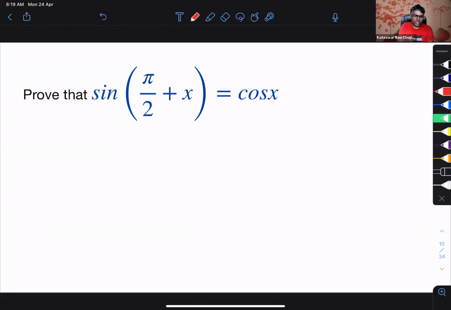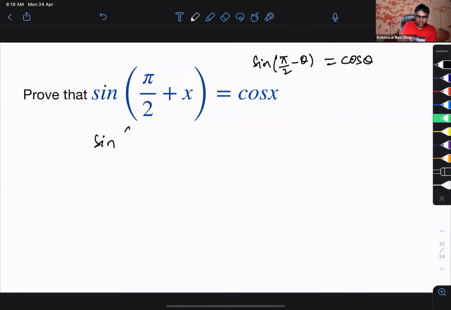If you have understood that, then this should be easy. Here we will just utilize sine of pi by 2 minus theta is cos theta. So the left hand side I can write as sine of pi by 2 plus, I'm going to take it as minus x.